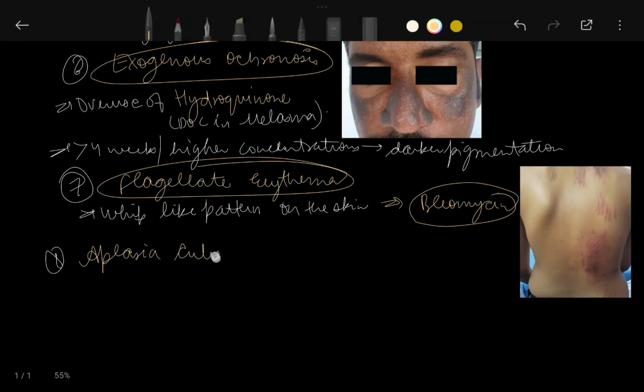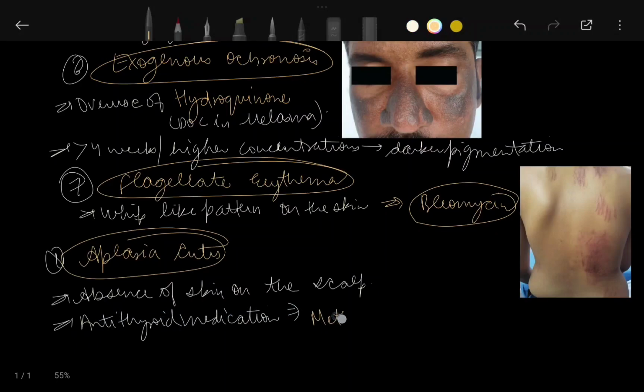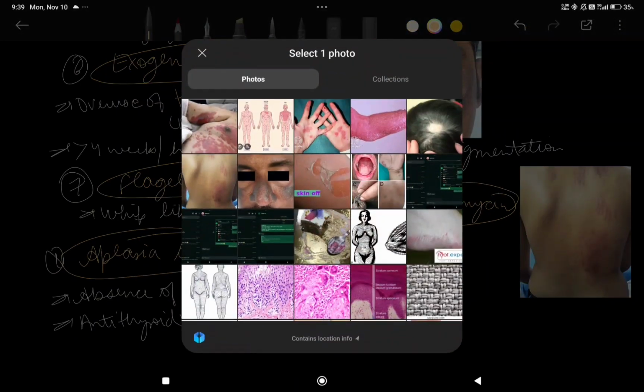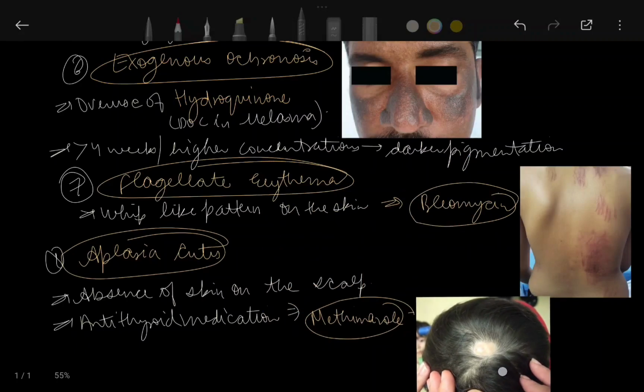Now the last one, aplasia cutis. In aplasia cutis, we have absence of skin on the scalp, and the cause for this is anti-thyroid medication, for example methimazole. You can see it over here, methimazole.